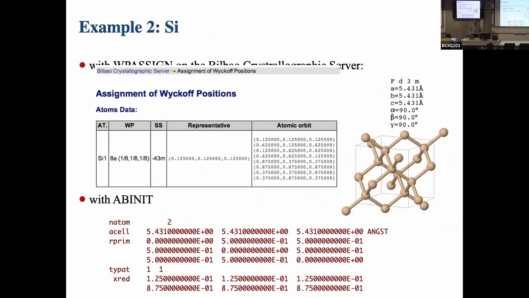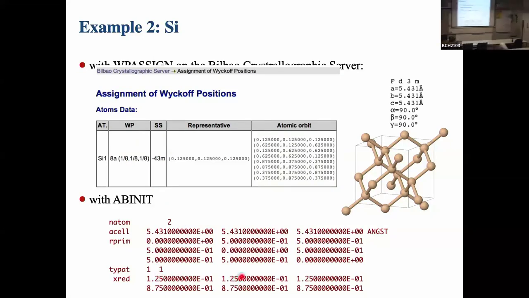And then if you go to silicon as an example, so that's again an FCC, but in this case, the space group is 227, okay? So in this case, we can again specify that there are 2 atoms in the unit cell. We give the lattice parameters. It's again an FCC with 0, 1/2, 1/2, 1/2, 0, 1/2, and 1/2, 1/2, 0. There are 2 atoms in the unit cell, one at 1/8, 1/8, 1/8, and the other one at 7/8, 7/8, 7/8, okay?